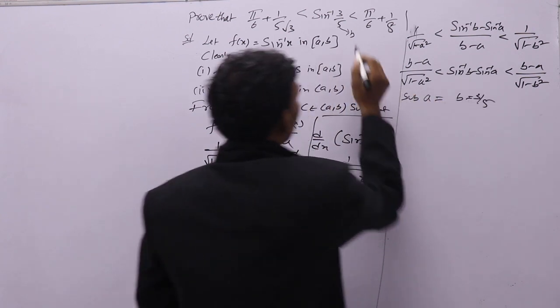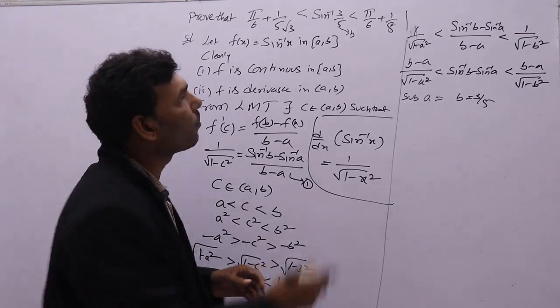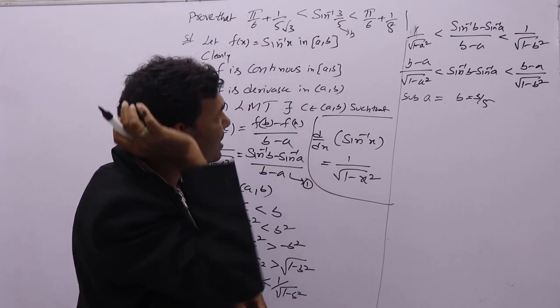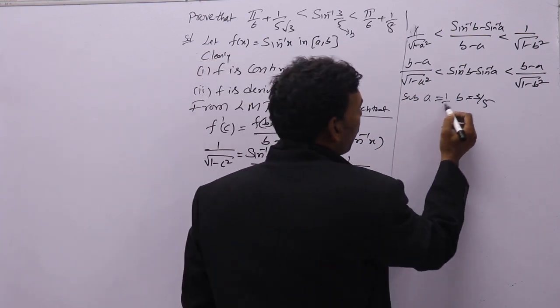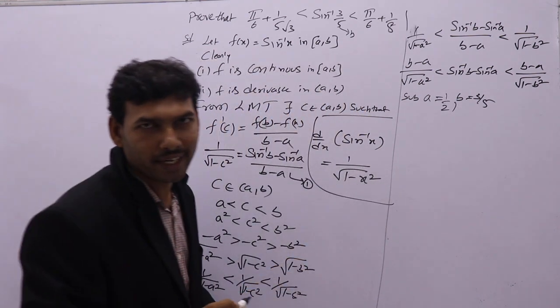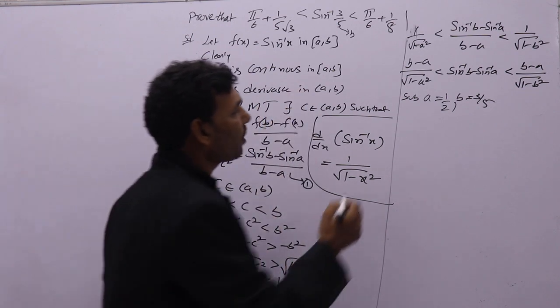What is a? You can find a common angle here in this inequality, that is pi by 6. Pi by 6 means 30 degrees. What is sine 30? Sine 30 is 1 by 2. So that value you have to take as a. Now substitute here, what will you get?